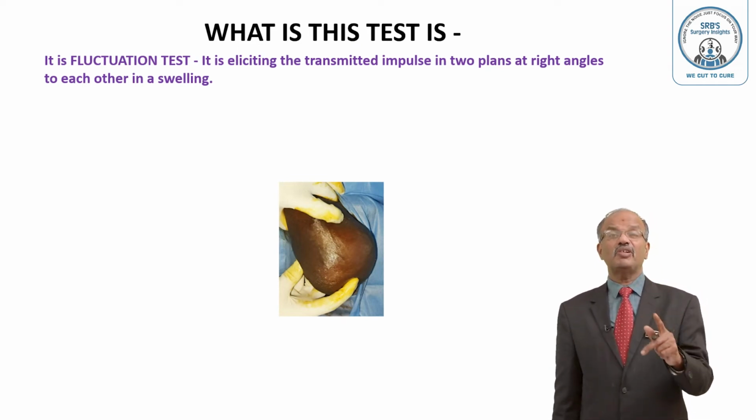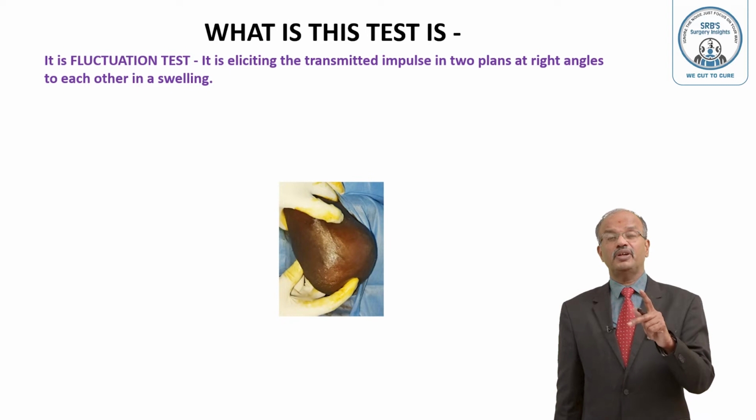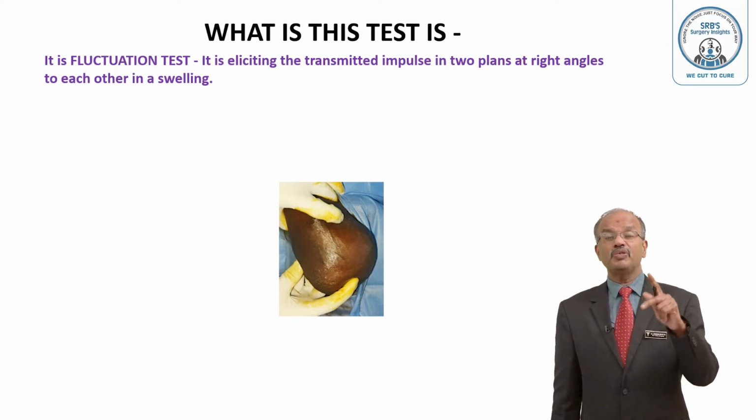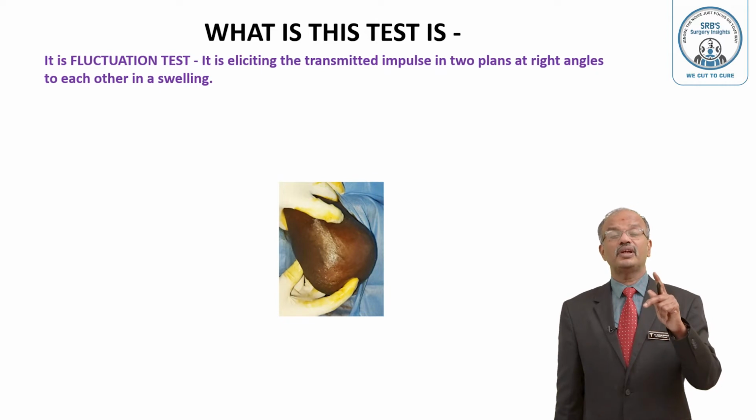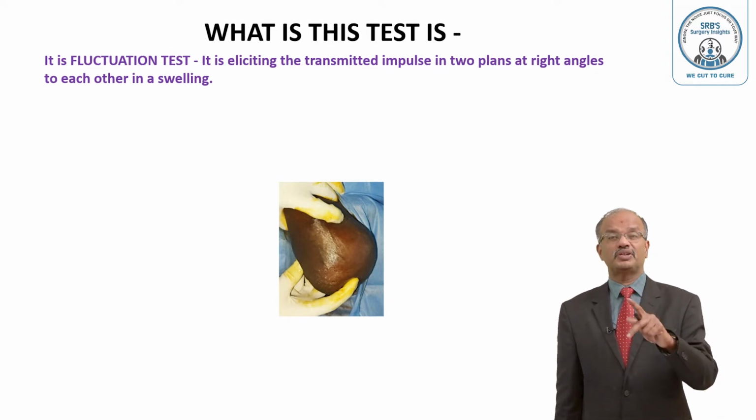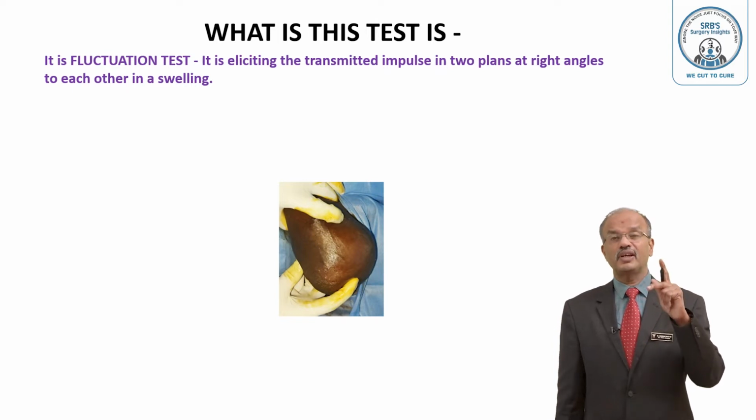When the swelling is soft, you have to elicit fluctuation, and if it is positive, that means it contains fluid. It means it is cystic. So before calling any swelling cystic, you should be able to elicit a positive fluctuation test. If it is not fluctuant, you will not call that swelling cystic.